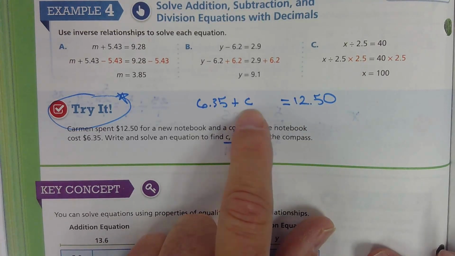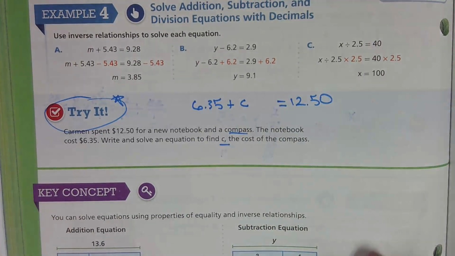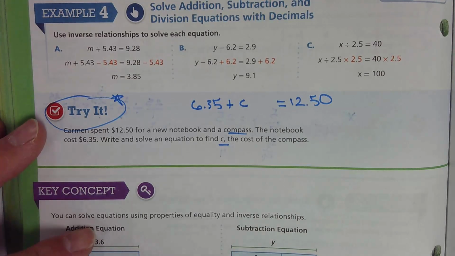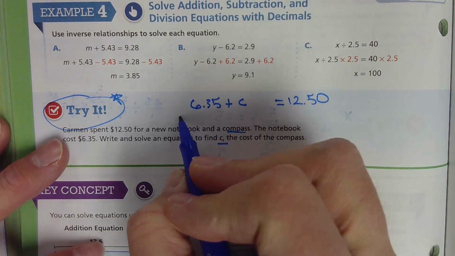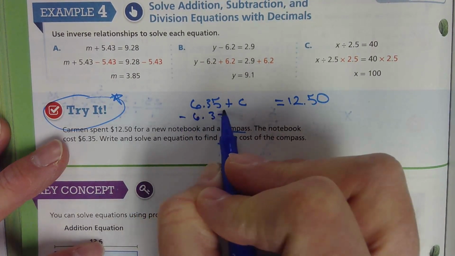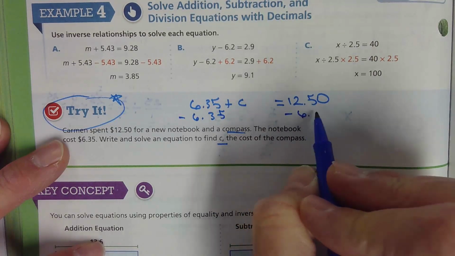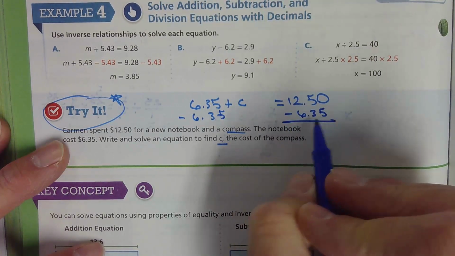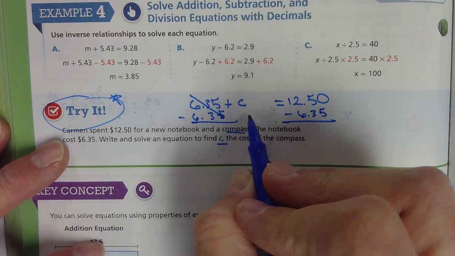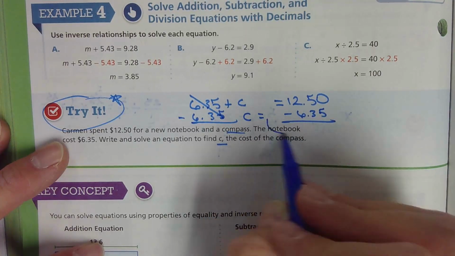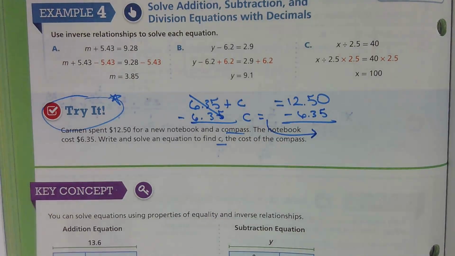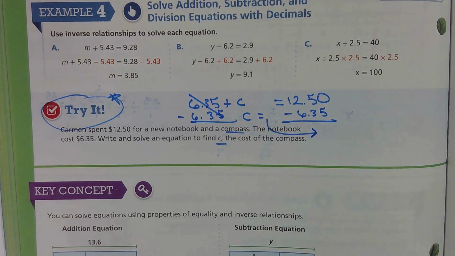So how would I get C by itself? Go ahead. Minus 6.35 from both sides. Okay. They cancel out. So C equals whatever that would end up being. I'll let you figure that one out. Okay?